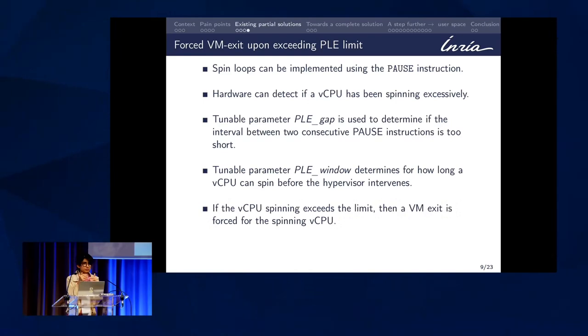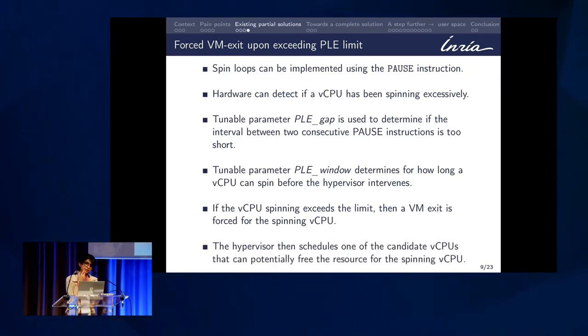And finally, if we are at a stage where these things have been going on and the limit has been exceeded, then the hypervisor is going to take over. There is going to be a forced VM exit for this spinning vCPU. And then there is an attempt at mitigating the situation by selecting a candidate vCPU that might release the resource that the first vCPU was spinning for. But again, this is all best effort. So you might need to try multiple vCPUs to resolve the situation.